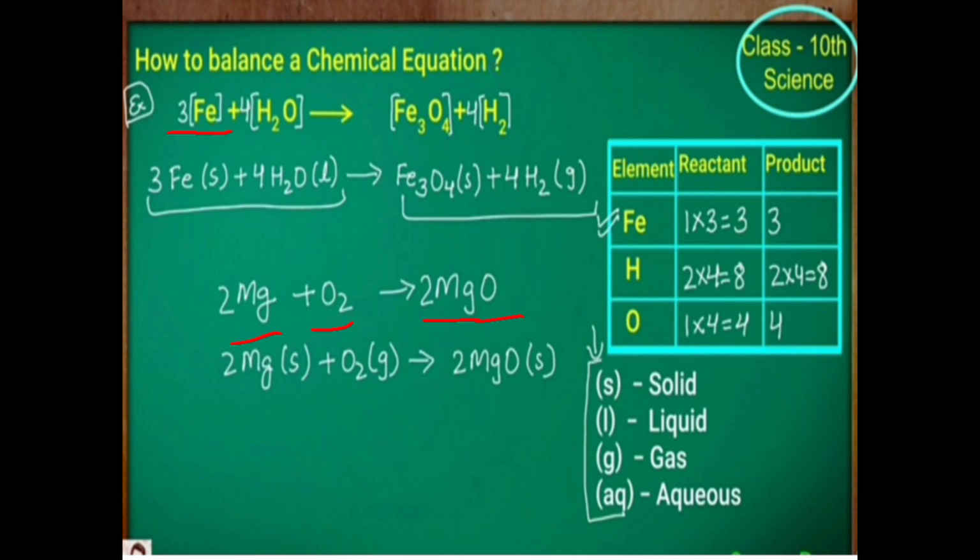And if you want to draw a column, there is no loss in that. So 2 Mg, which is a solid, plus oxygen, which is a gas, gives 2 MgO, which is a solid. I hope it's clear.